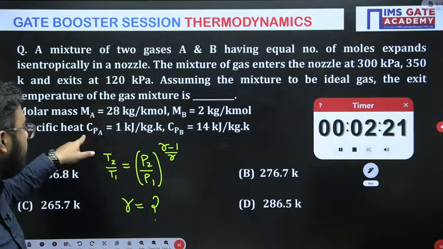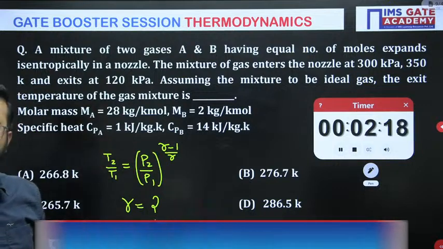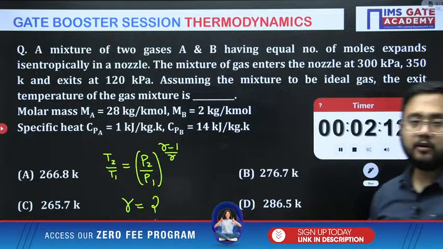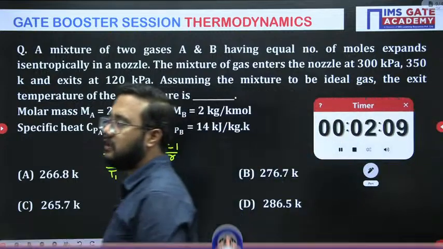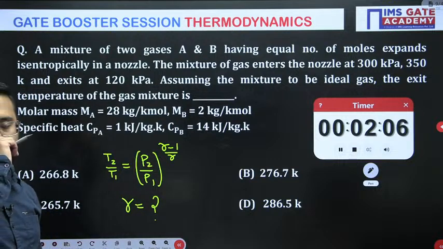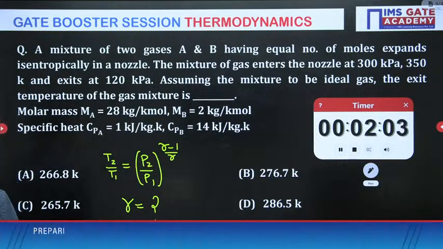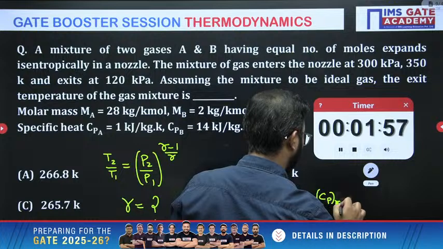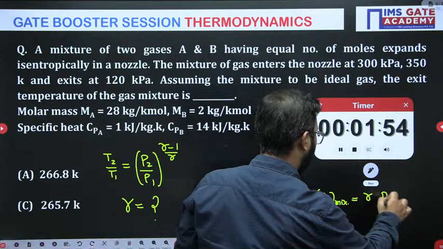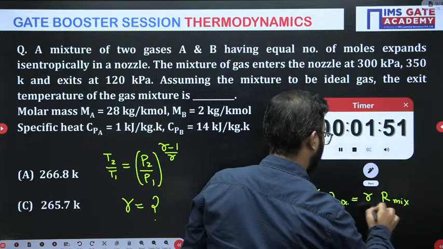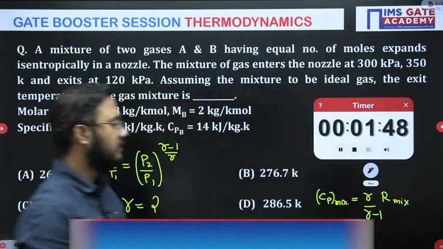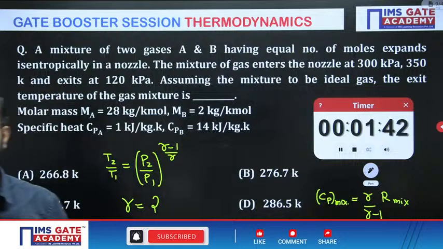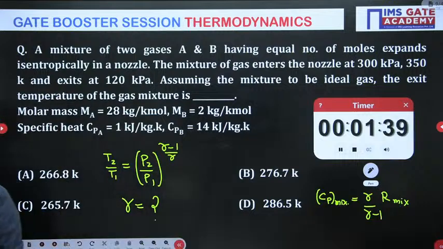They have given the individual Cp specific heat values. Can I calculate the specific heat of the mixture using the values of Cp? Just think about it. If you are able to calculate the Cp value of the mixture, you will get the answer of gamma also very easily. Because Cp of mixture will be equal to gamma times R of mixture upon gamma minus 1. So Cp of mixture I need to calculate, R of the mixture we have to calculate, then I will get the value of gamma. Just think about it, everyone, first.